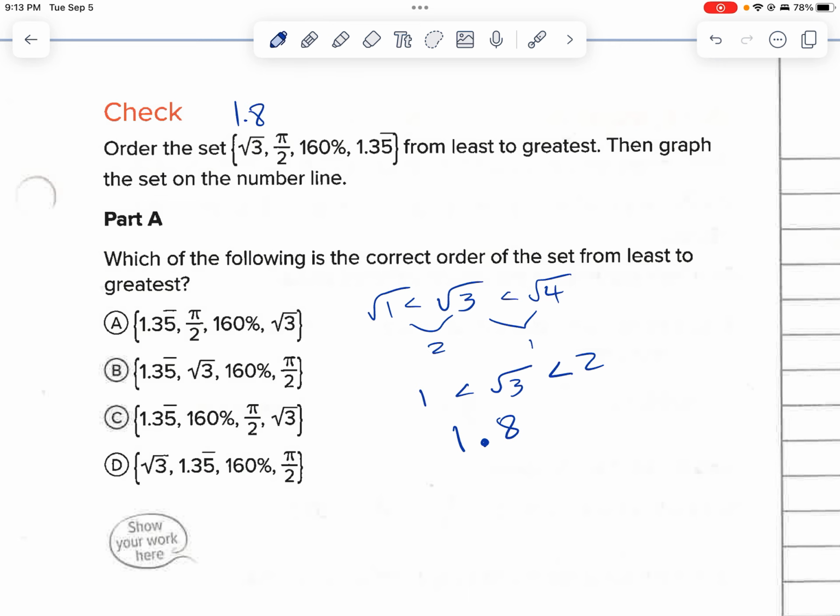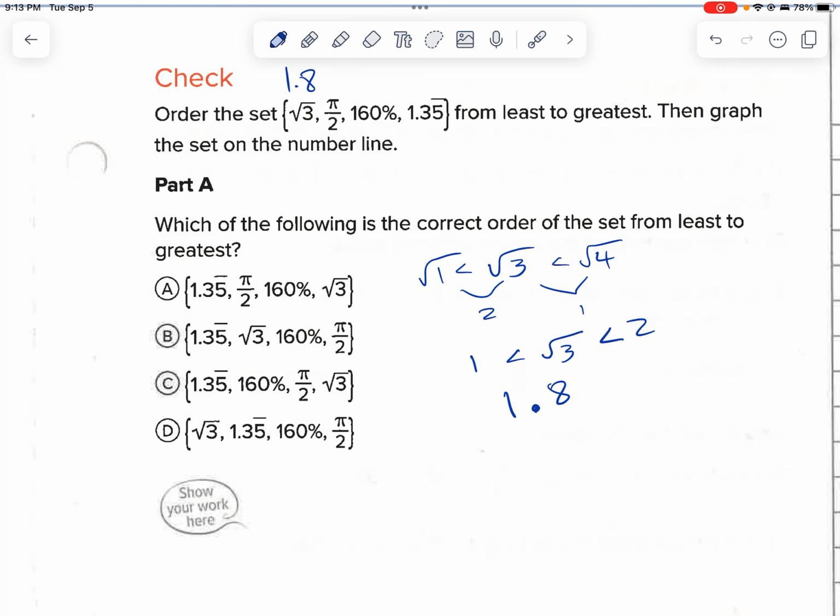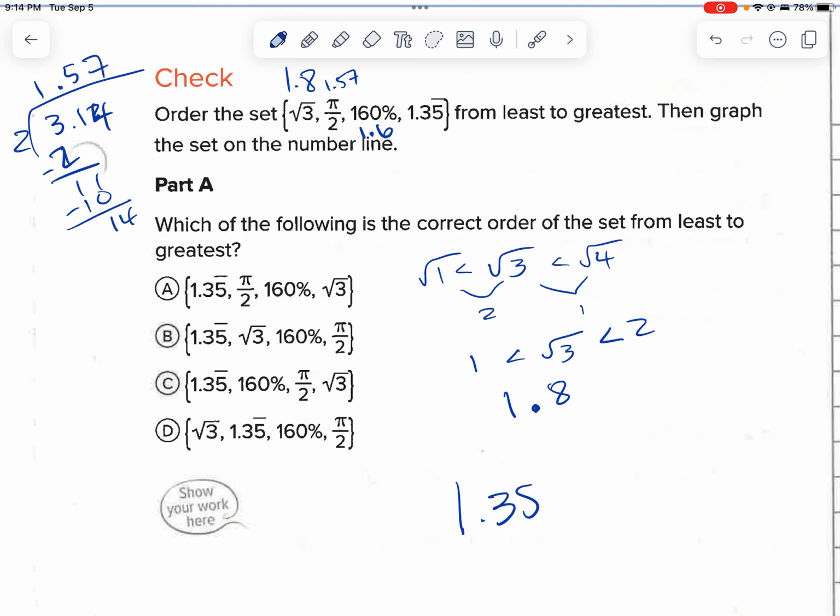And then pi divided by 2. Didn't we just do pi divided by 2 a minute ago? So that would be 1.57. And then this would be 1.6. And that's 1.35. So the smallest number on there is 1.35.